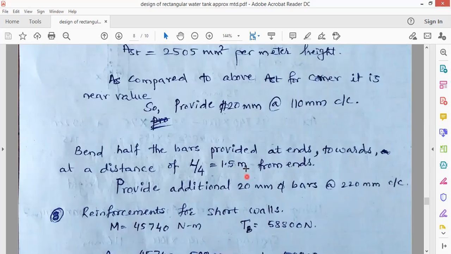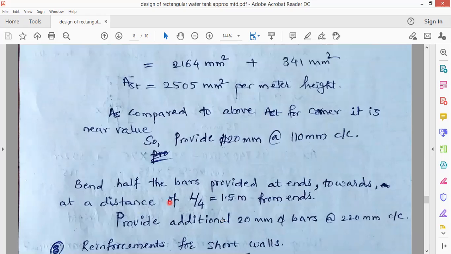So spacing will be increased now. So 110 is the spacing, but when alternate bars are being taken straight at the outer wall, then the spacing is going to increase to double. So it is 220 mm center to center. So this is about the reinforcements required for the long walls.